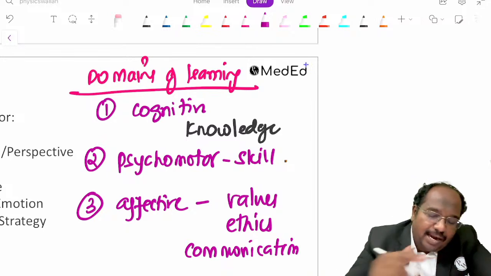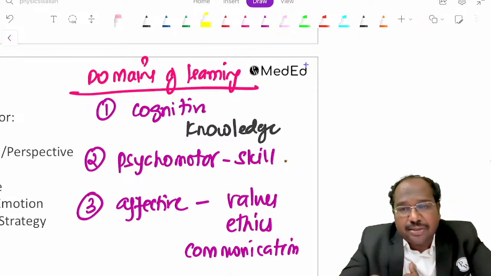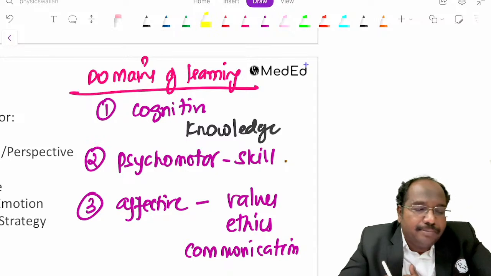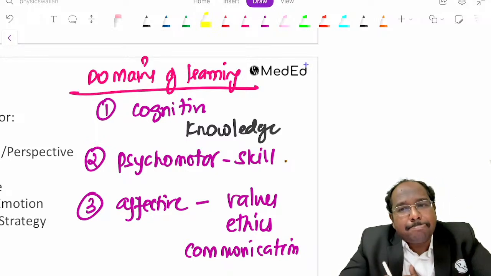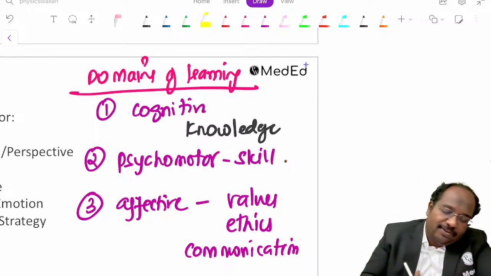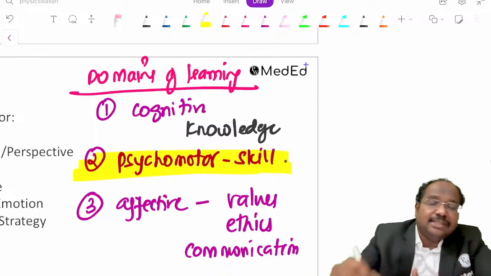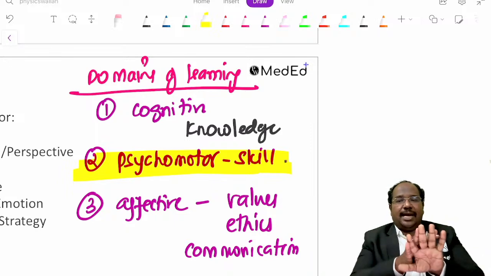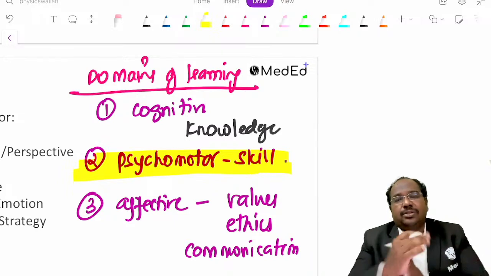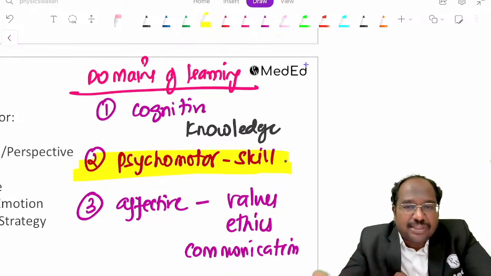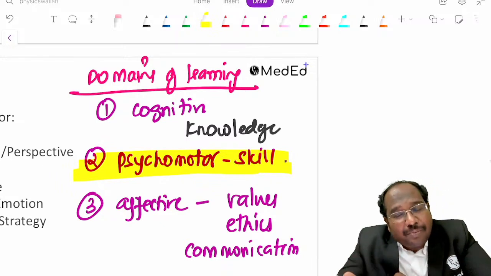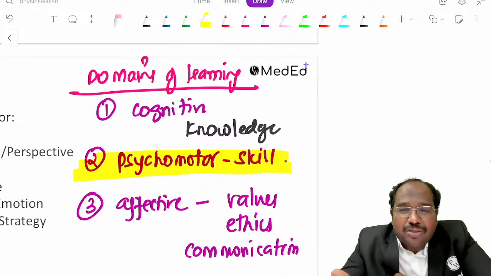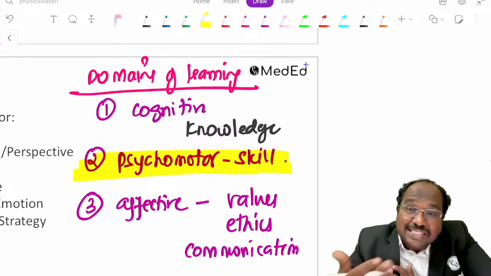So we had a question on hand washing. Hand washing will come in which domain? Yes, psychomotor skills, guys. You're teaching people how to wash their hands, which finger first. So the steps of hand washing you are checking. That comes in the psychomotor domain. You require cognition also, but you are checking the skill directly.